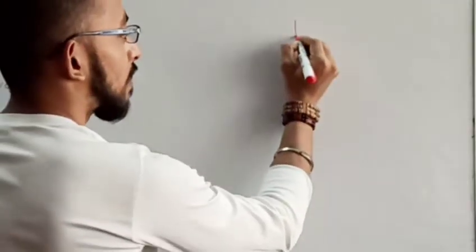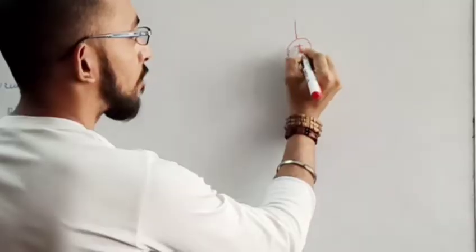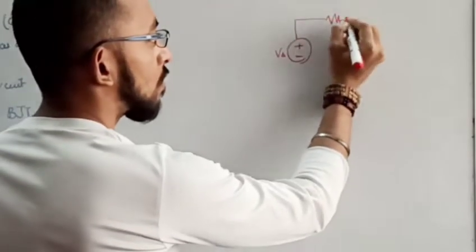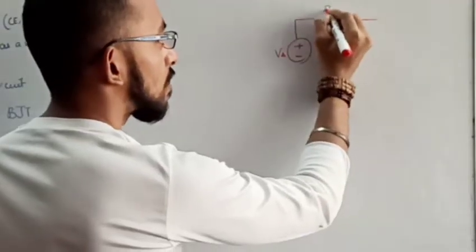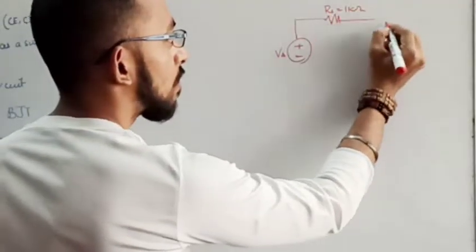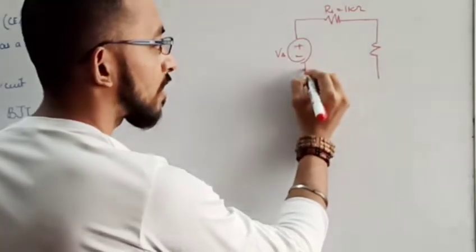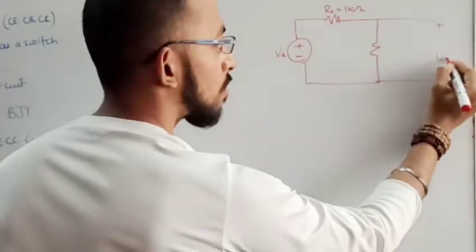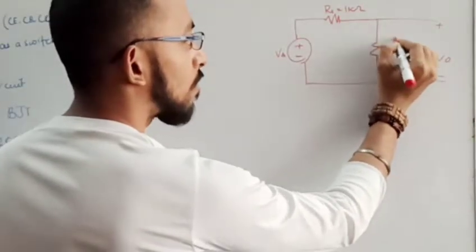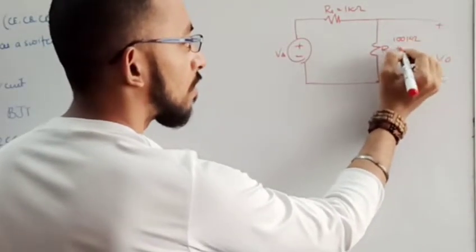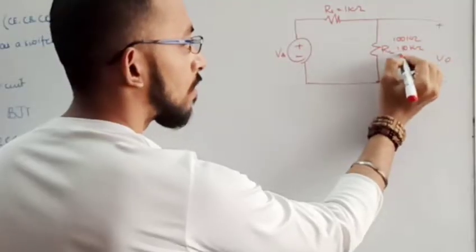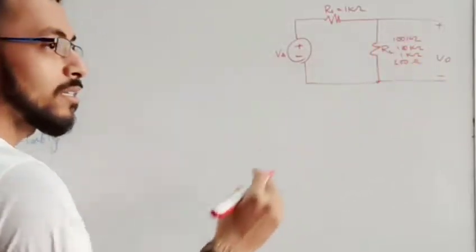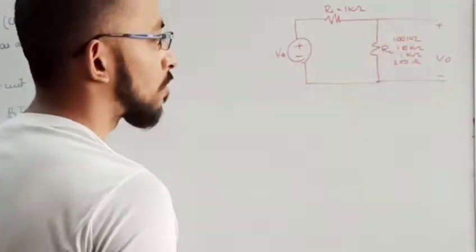In that question, it is given a 10 volt voltage source with a series resistance Rs whose value is 1 kilo ohm, along with a load connected, and across the load we are taking our output. The load resistance value is given as 100 kilo ohm, 10 kilo ohm, 1 kilo ohm and 100 ohm. For different values of RL, it is asked what is the value of my output.